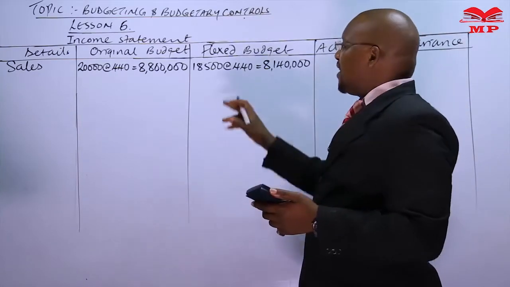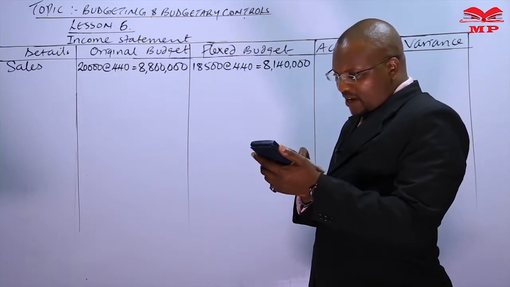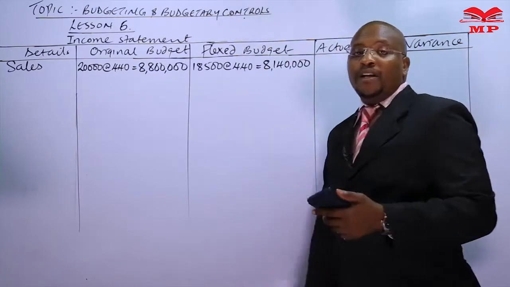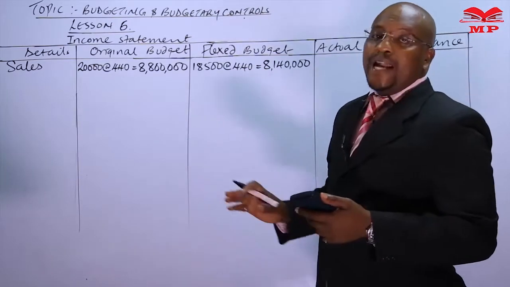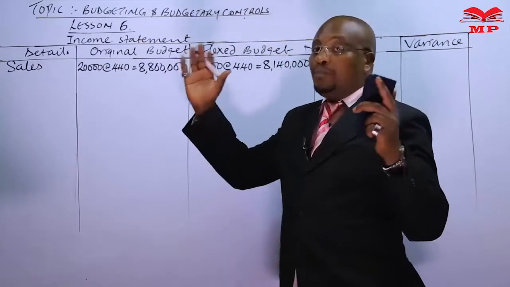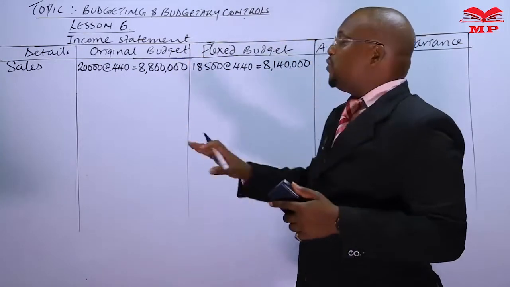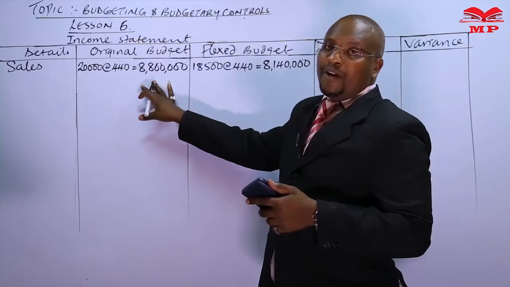Now we say that the actual is 18,500 divided by the 20,000, which is 0.925. That means we produced and operated at 92.5% of the original expectation. That means we can take this budget the way it is. Everything we multiply by 92.5%.